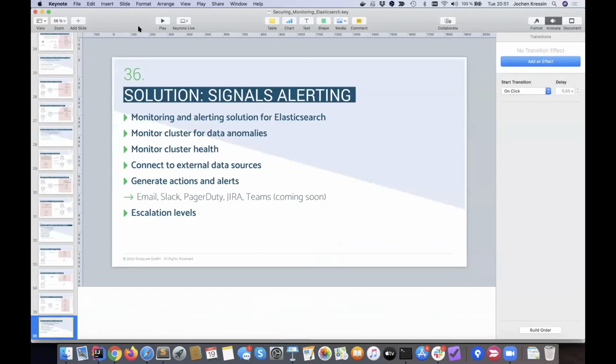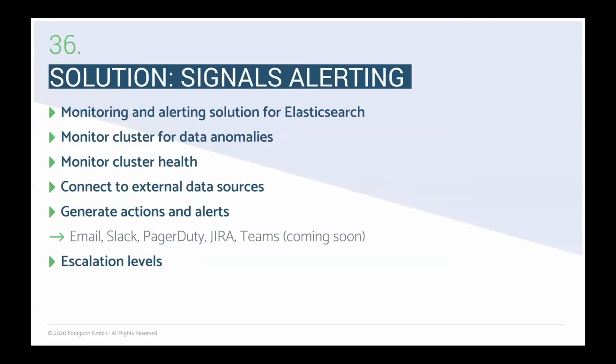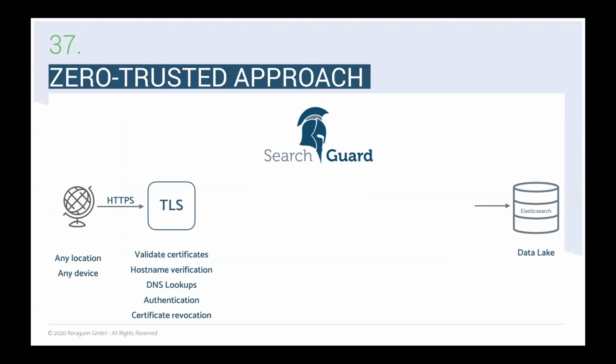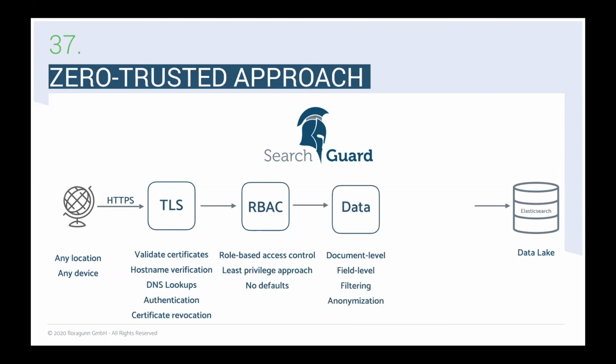So to very quickly wrap it up. Our zero trust network approach for SearchGuard means that, first of all, we have a solid TLS layer with hostname verification and DNS lookup. We support certificate revocation lists and TLS client authentication. So everything TLS is supported by SearchGuard. We have role-based access control with a least privileges approach. We don't have any defaults that we ship with. You can control your data on document and field level. You can filter fields. You can anonymize fields. So this gives you total control over your data.